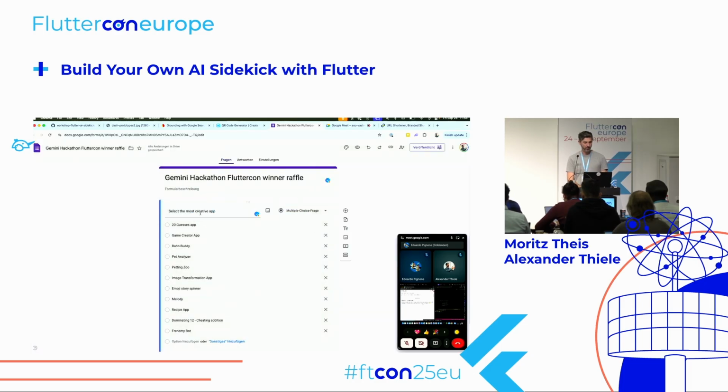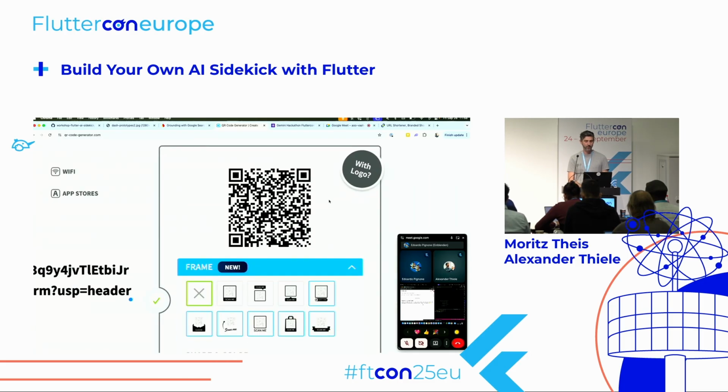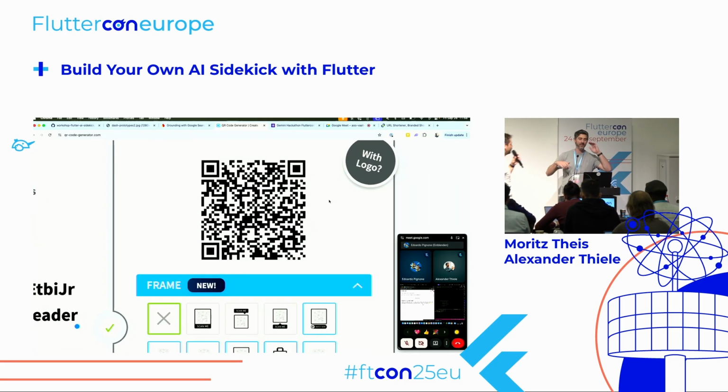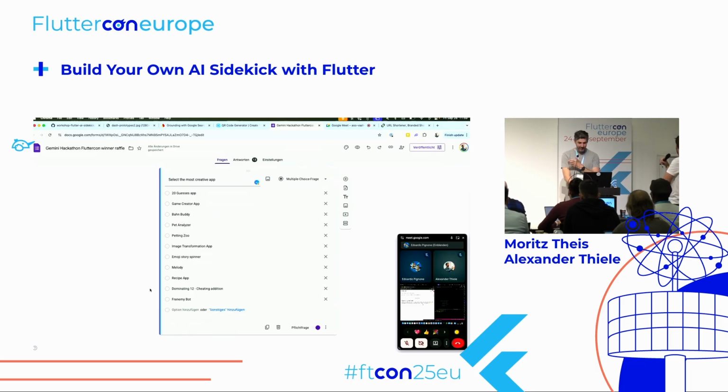So we save this now. And now it's your time to vote. I already created this QR code, which you can scan with your phone. We said multiple choice, right? So you can only select the best application and vote for that. We show the results later. We can go through the options again together: the 20 Guesses app, the Game Creator app, the Barn Buddy, the Pet Analyzer, Petting Zoo, Image Transformation app, Emoji Story Spinner, Melody Recipe app, Dominating 12, and the Frenemy bot.